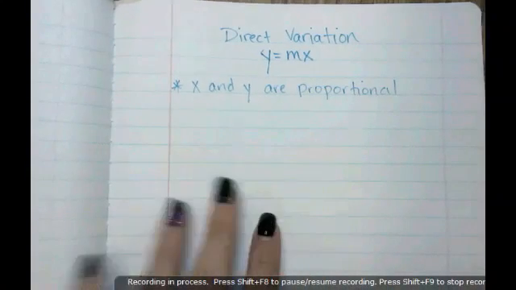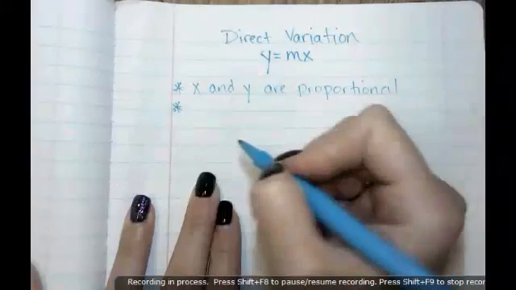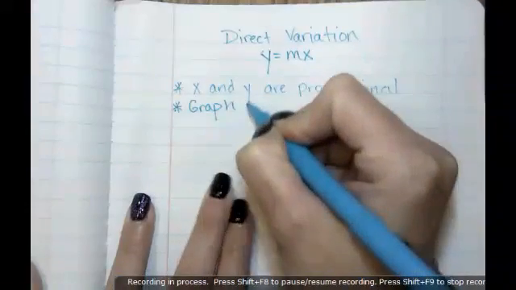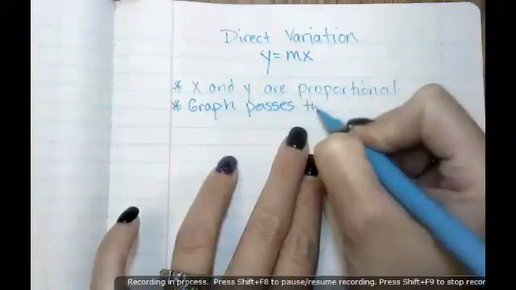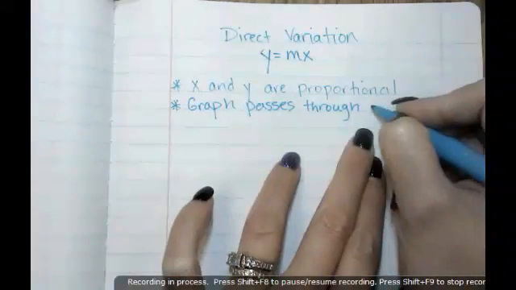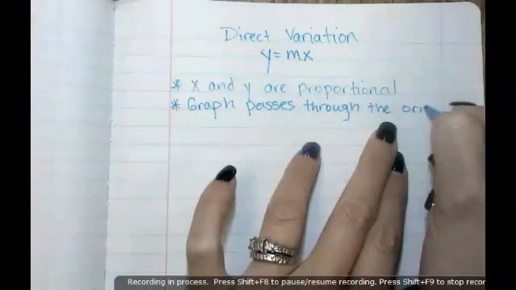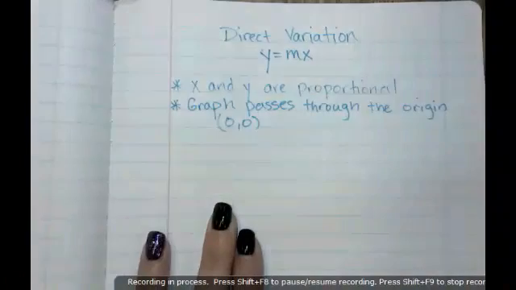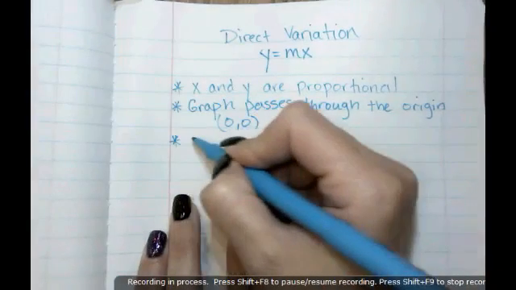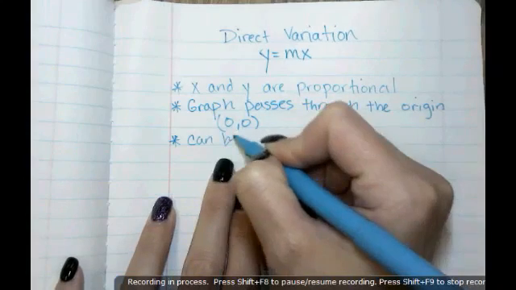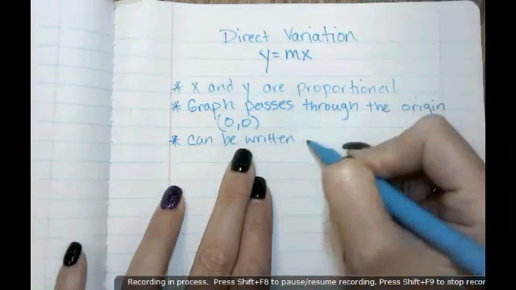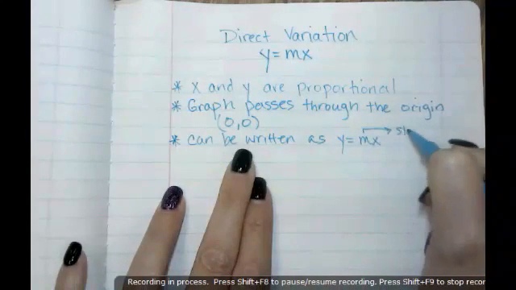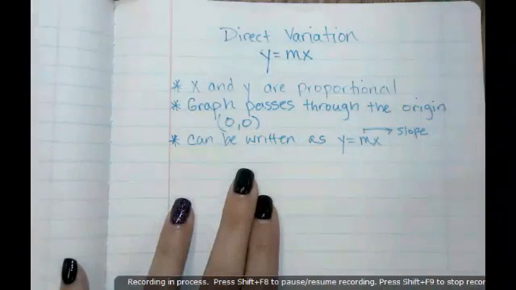The graph of a direct variation equation is always going to pass through the origin. And as you remember, the origin is 0, 0 on our graph. And the equation can be written as y equals mx, where m is going to be your slope or your unit rate.